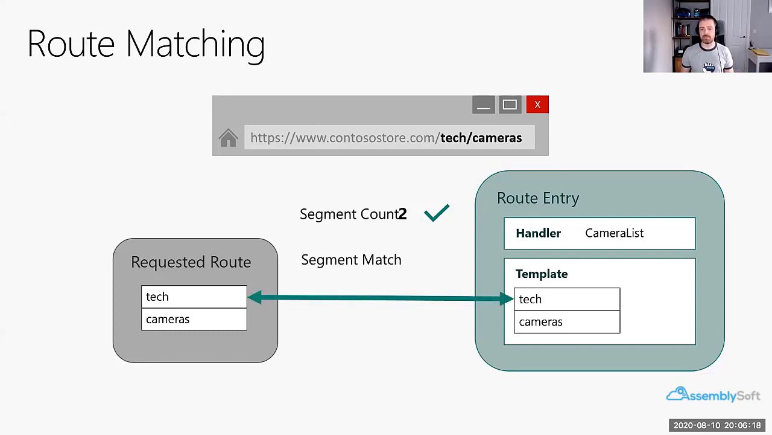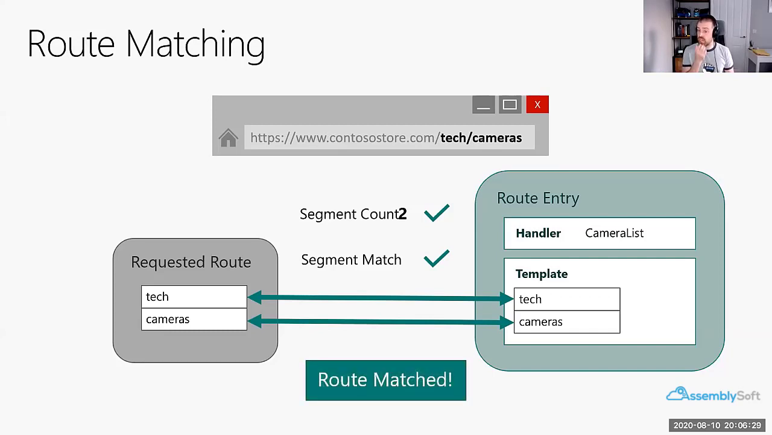So it's literally comparing the raw text of tech and tech. So they're a match, and same with cameras and cameras. So that's a match as well. So in this instance, the segment match would complete, and you'd get a route match here. And at this point, we would fall into that found template, and that route view component would now be getting that information about this camera list component in order to render it for us.